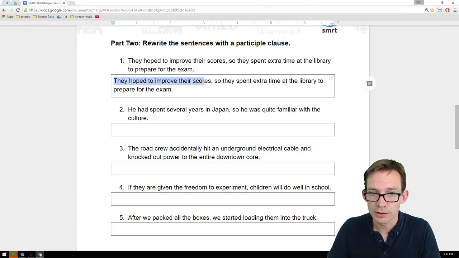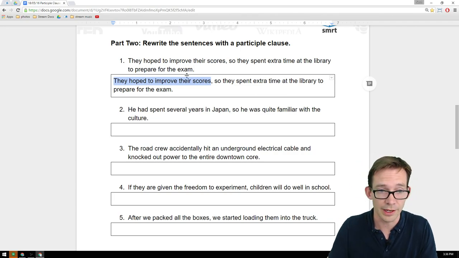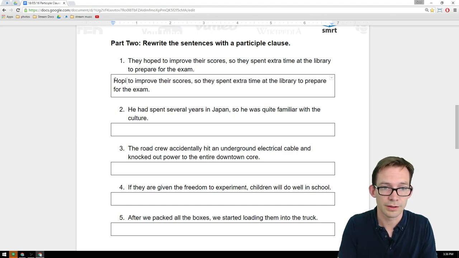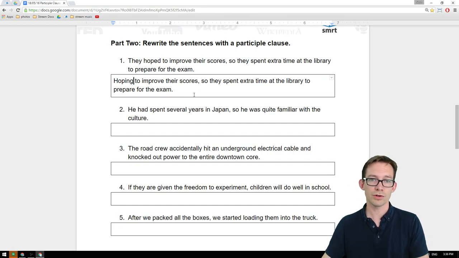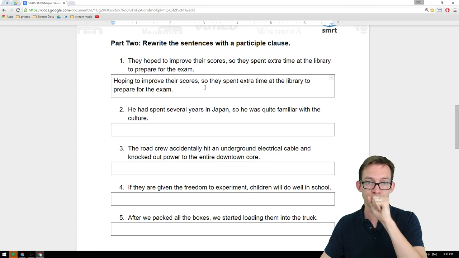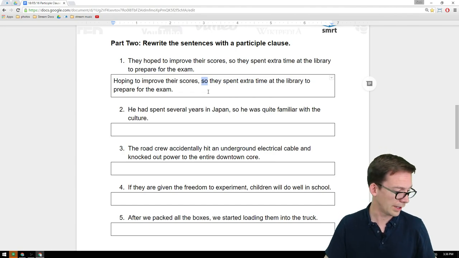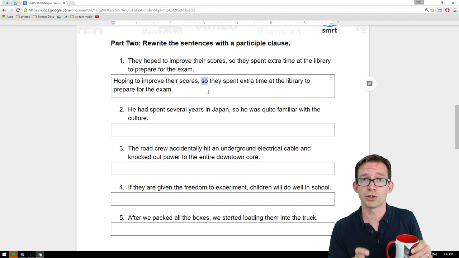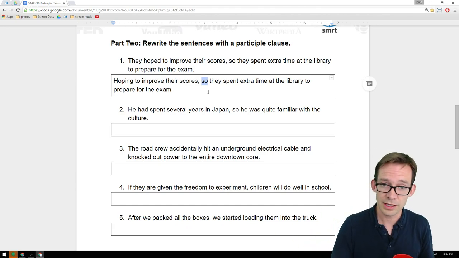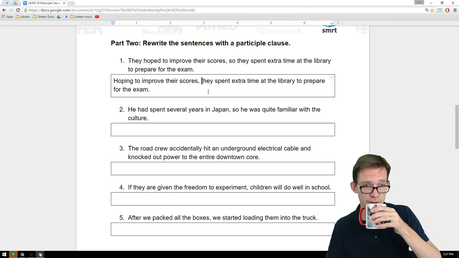And all you have to do for this one, I think this is showing a kind of reason, like a cause and effect type of thing. So I would say, rather than they and hoped, take that out. Say, hoping to improve their scores. Good. Yeah, some people are ahead of me. The one thing you have to be careful of in this case is the word so, okay? Because the participle clause expresses reason, just take that word so out of there. And it becomes, hoping to improve their scores, they spent extra time at the library. Good idea.